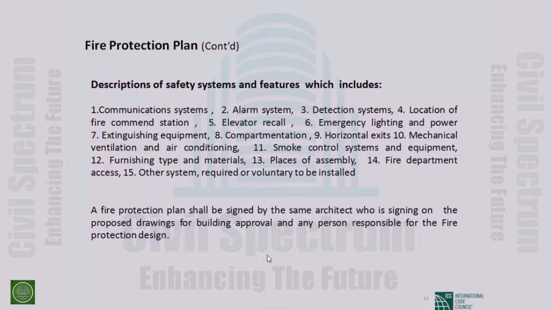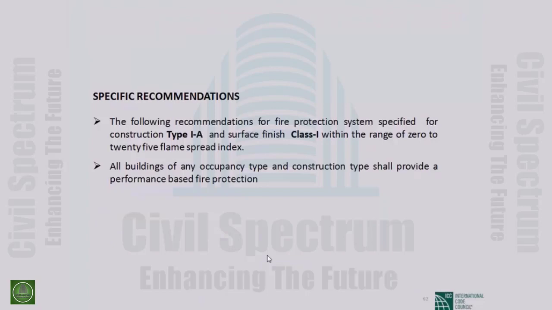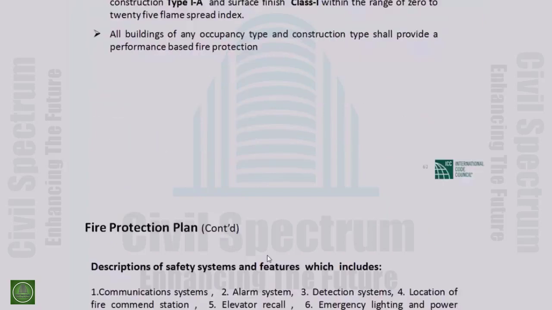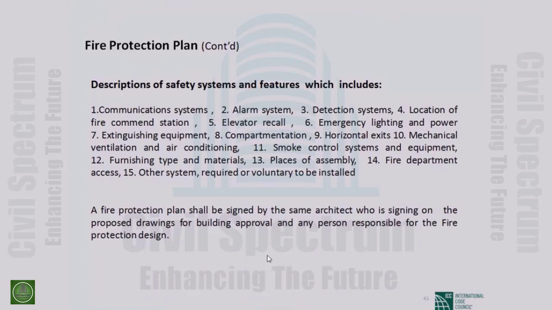Finally, two persons have to sign the design. One is the architect, who is the main designer, and the other is the person who is responsible for the fire protection design. So the fire protection design has to be signed by the same architect who is signing on the drawing and the person who is responsible for the fire protection design. So that's all about the fire protection plan.